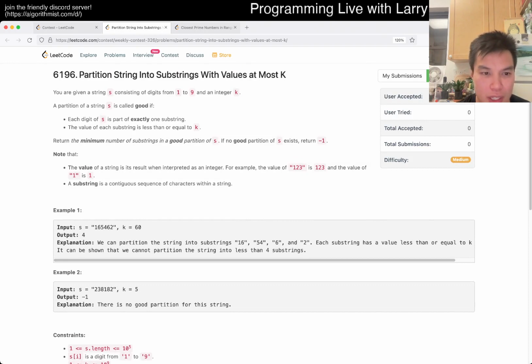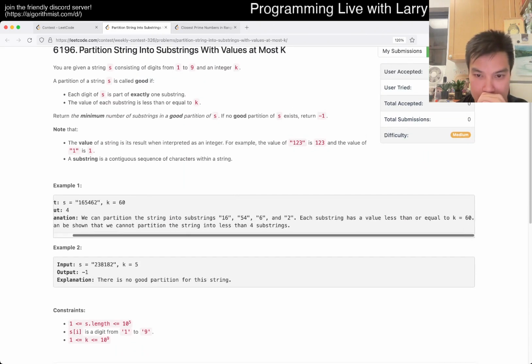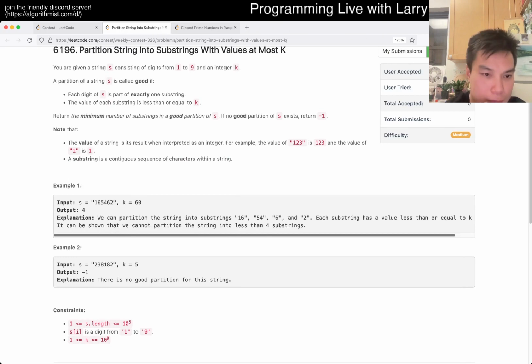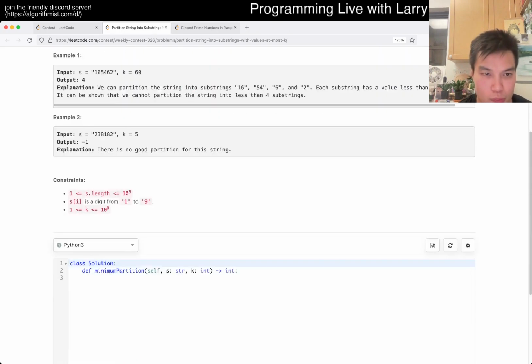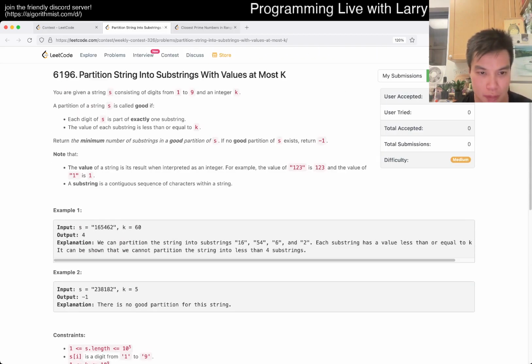String S, 1 to 9. Minimum number of substrings. Good partition. What does that even mean? Oh, I see. It's going to be DP, maybe.